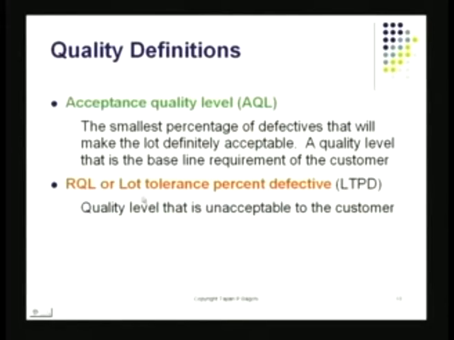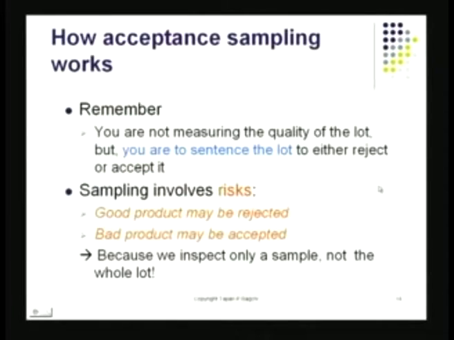Now RQL, which is also called lot tolerance percent defective, or LTPD, is the quality level that is unacceptable to the customer. Even if one lot arrives, passes the acceptance sampling process, and gets into the customer's shop, that's going to be bad news. It's going to cause perhaps a lot of production interruptions and so on. This is not something that the customer is willing to live with.